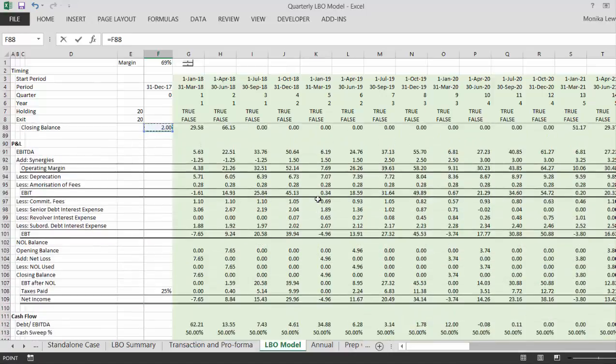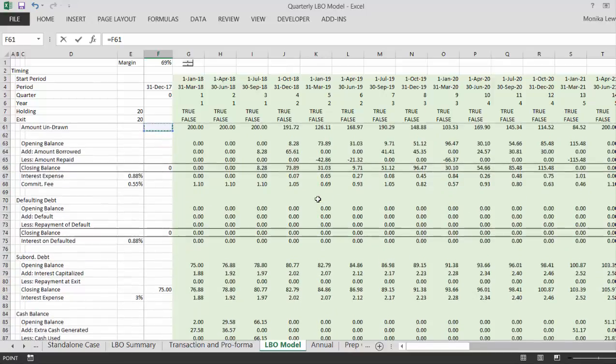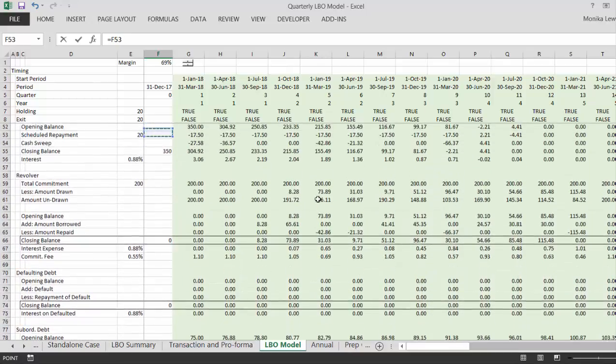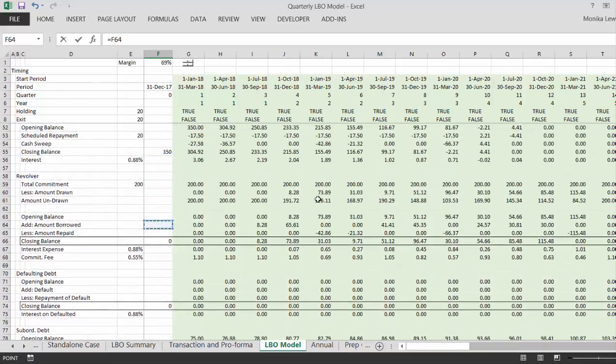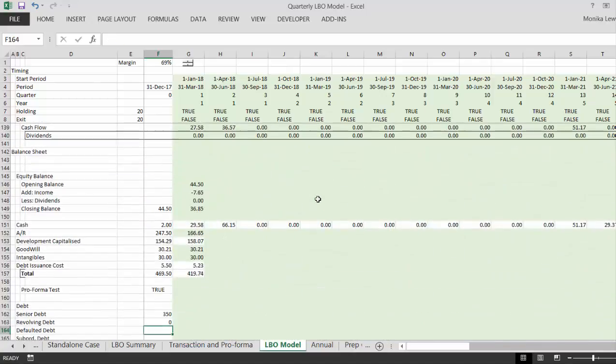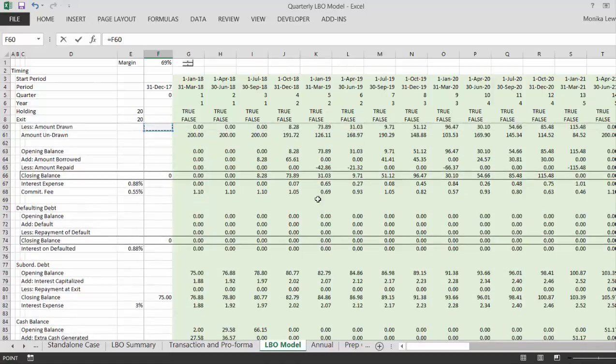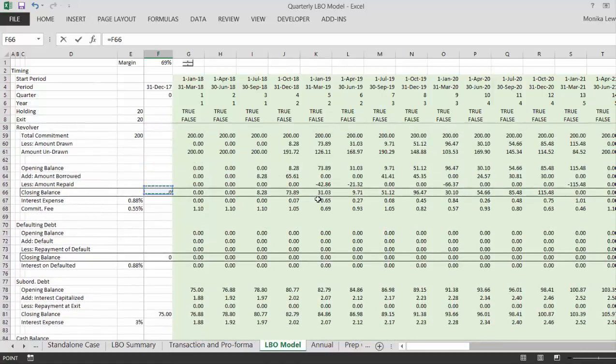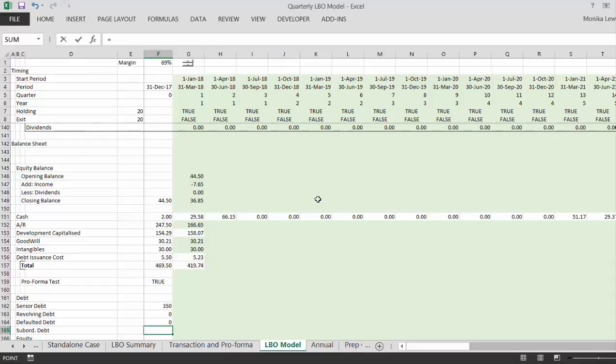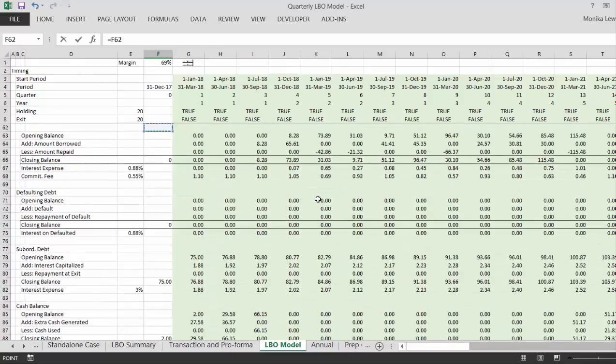Then for all the debt issues, we just go down to the... I'm making this seem so easy, but you know what's going to happen is the balance sheet's not going to balance, and then I'm going to be all crying. Okay, and then for the defaulted debt, you go up here and get the closing balance of the defaulted debt. For the subordinated debt, go up here and get the subordinated debt.